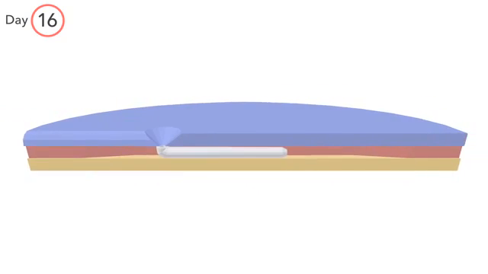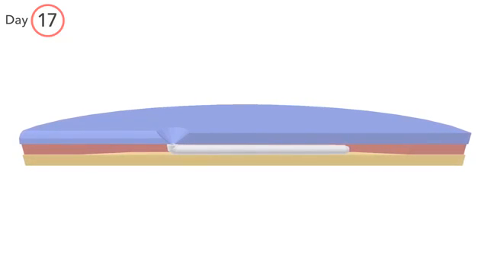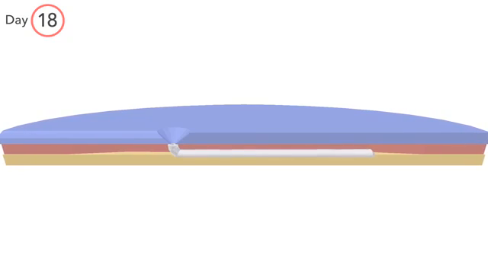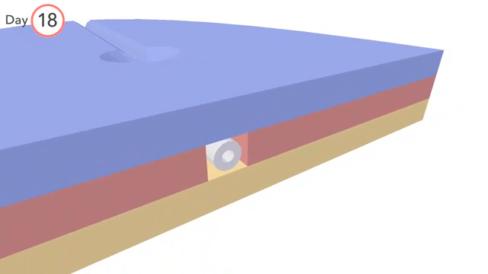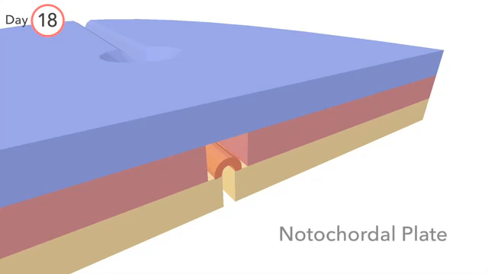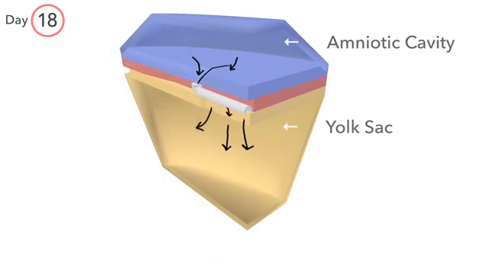As the notochordal process grows longer, the embryo continues to grow in all dimensions. Around day 18, the notochordal process fuses with the endoderm. From this to this. It's now known as the notochordal plate. Being continuous with the primitive node, this now allows free passage between the amniotic cavity and the yolk sac.